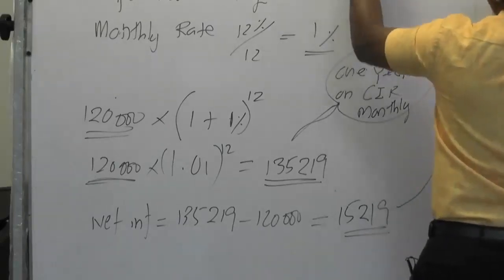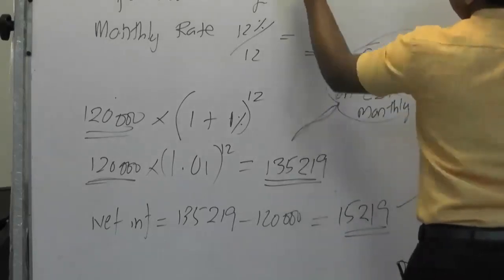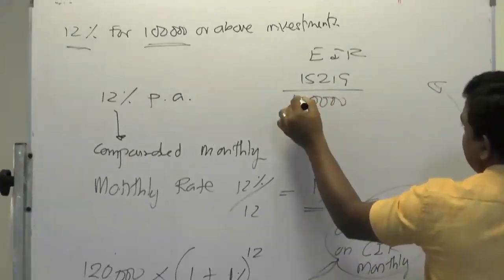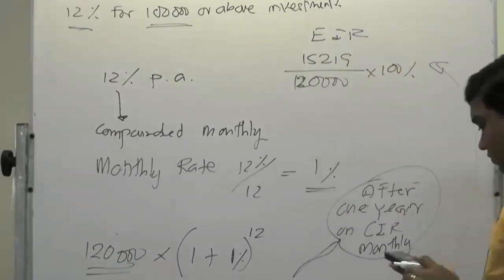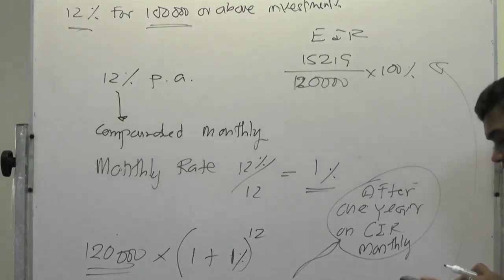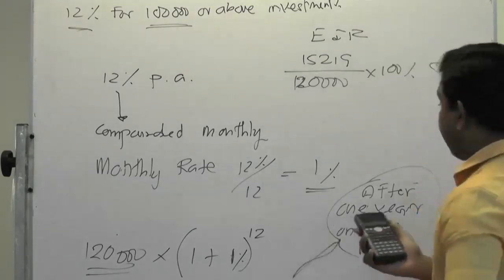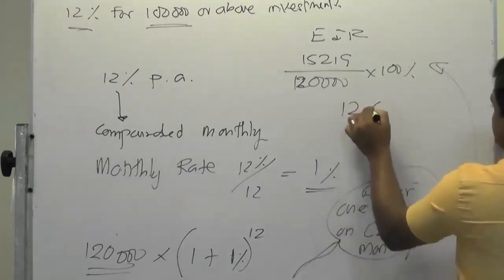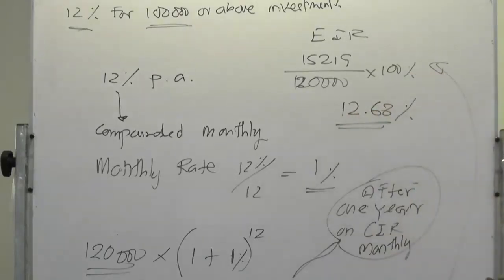Effective interest rate will be 15,219 divided by 120,000 and see how much per annum. 15,219 divided by 120,000, the amount you invested, then as a percentage, interest rate will be 12.68. 12.68, right? That is the answer. It is given in answer C.